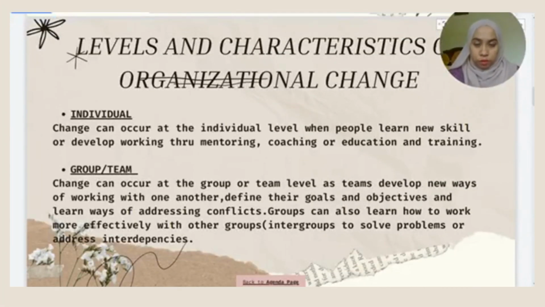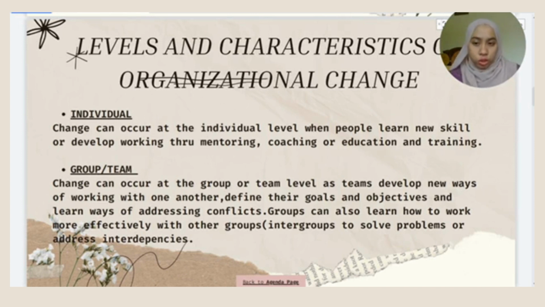Okay, my name is Fatin. Today I will be presenting the level and characteristic of organizational change. Okay, first individual. Change can occur at the individual level when people learn new skill or develop working through mentoring, coaching or education and training.